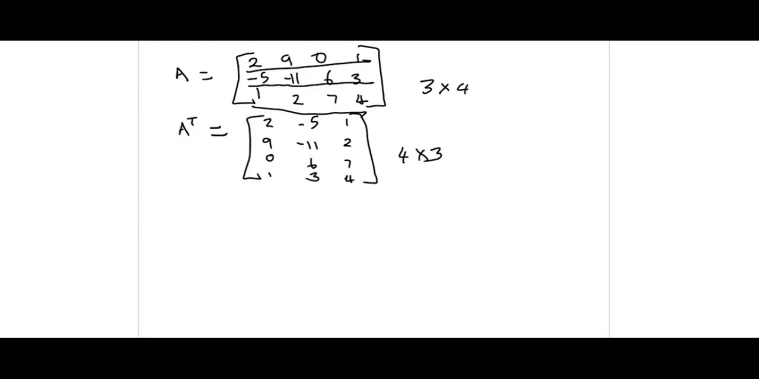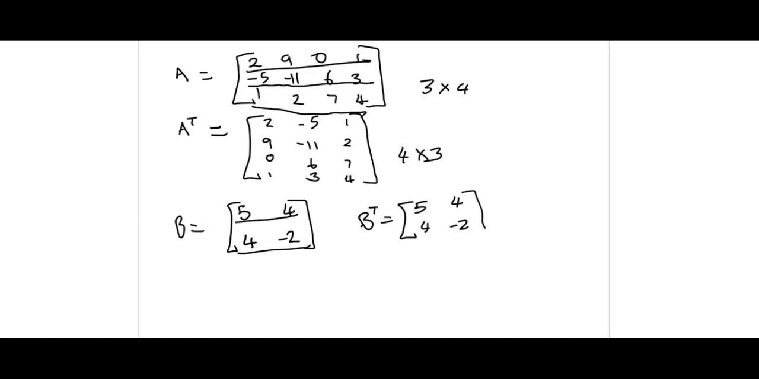So if I have a matrix B and this B is 5, 4, 4, negative 2. If I have the transpose and they are equal, then B is a symmetric matrix. So I'll change this row to a column, 5, 4. I'll change this row to a column, 4, negative 2. So we can see that they are the same. The transpose and the original matrix are the same.